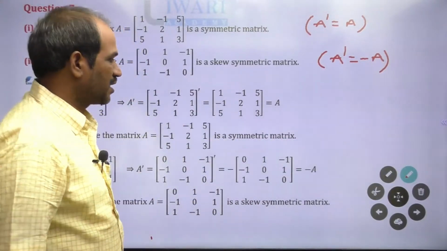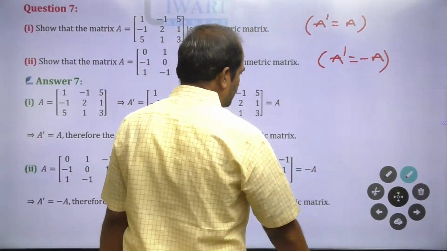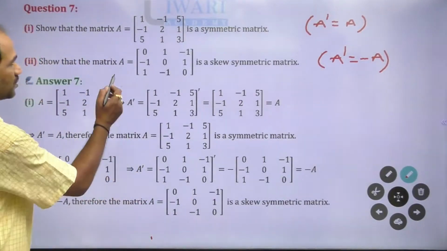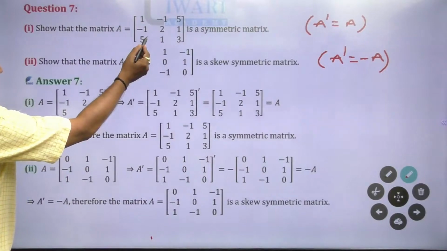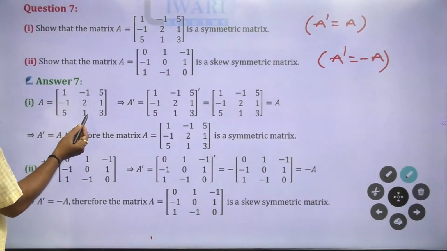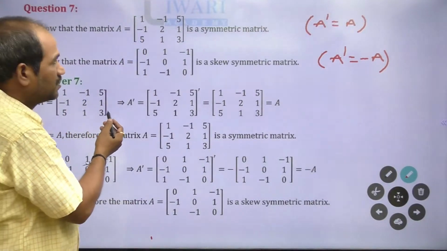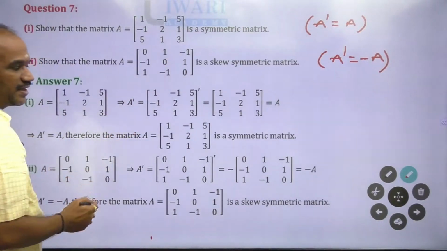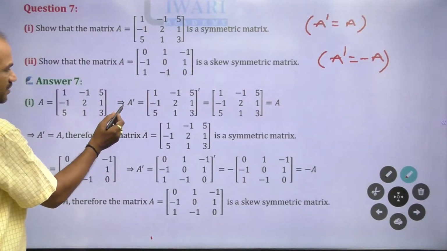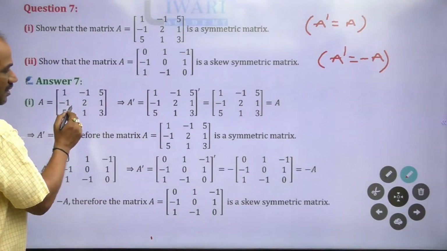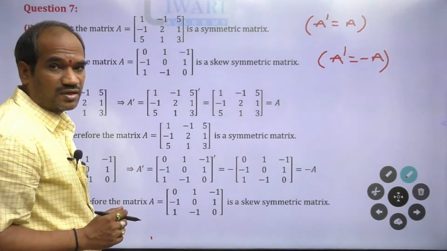So here in this first question, show that the matrix is a symmetric matrix. First, let A be the given matrix. For a symmetric matrix, first we calculate A dash. A dash means interchanging rows and columns.